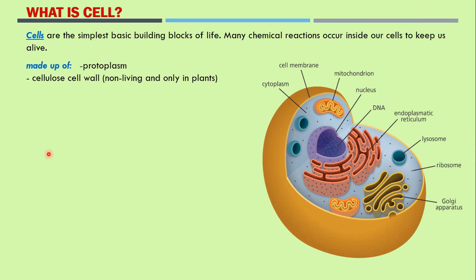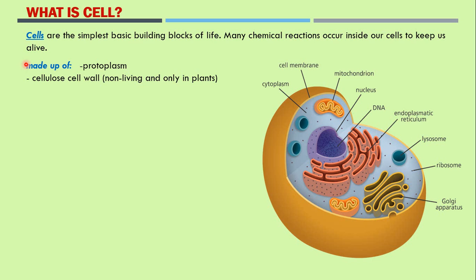Okay, what is a cell? The cell is the simplest basic building block of life, because cells combine to form molecules, then organs, and then other body parts develop, either in animals, humans, or any other living organism. So the cell is the basic building block of life. Many chemical reactions occur inside the cells. The inside of the cell is made up of protoplasm.